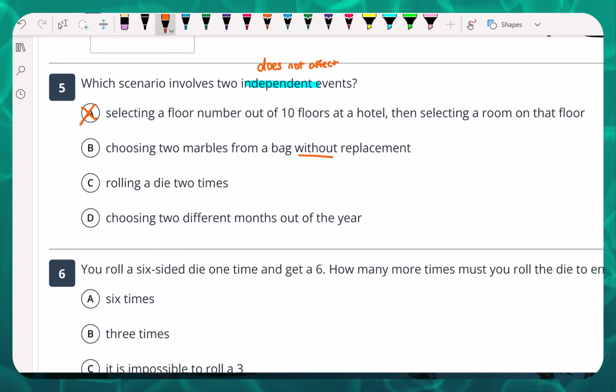Choosing 2 marbles from a bag without replacing it. So if you don't replace it, the second time you pick a marble, it's going to have a smaller sample space. That is dependent. Rolling a die 2 times. If you roll a die the first time, it does not matter what you roll the second time. One does not affect the other. This is what you're looking for. That is independent. Choosing 2 different months. So if it says different months, that means if you choose 1 month, you can't choose it again. So that is now considered dependent because your sample space has changed.